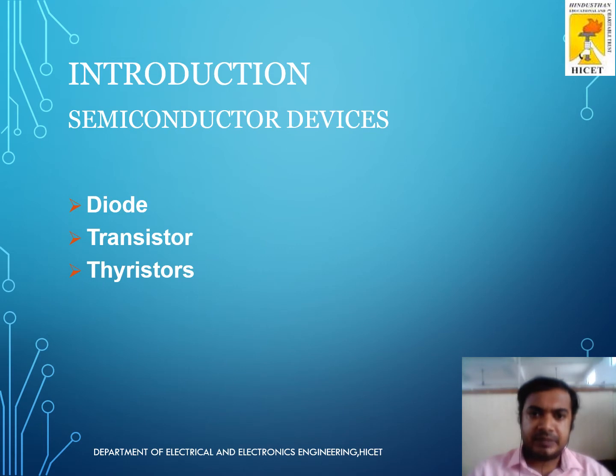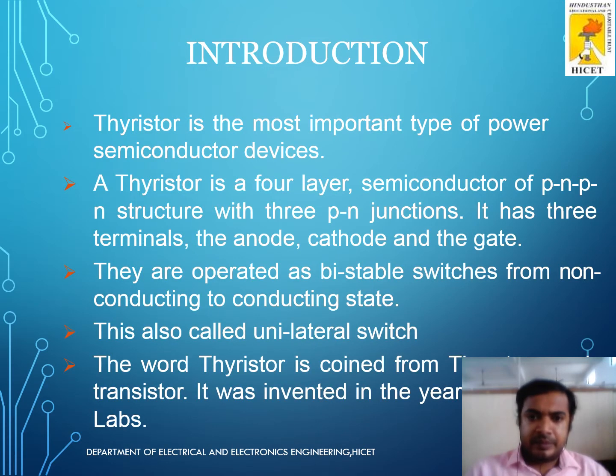Generally, power semiconductor devices are classified into three groups: diodes, transistors, and thyristors. Now we are going to discuss the device called thyristor. Thyristor is the most important type of power semiconductor device.